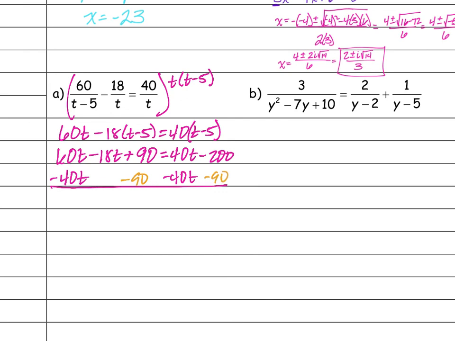I get 2t equals negative 290. Divide. Do you know how I got 2t? Okay. And t is going to equal negative 145. Beautiful. Good job. So it's 60 minus 40 is 20, minus 18. Oh, okay. So that is 2t.